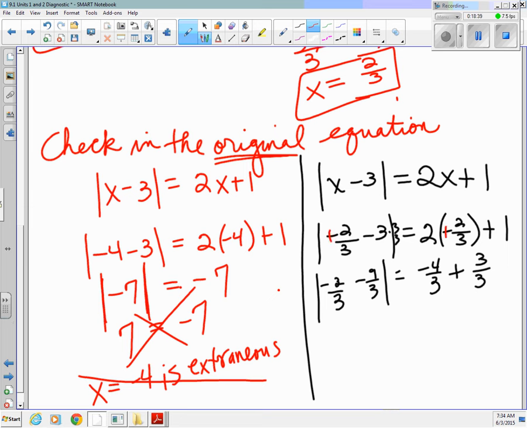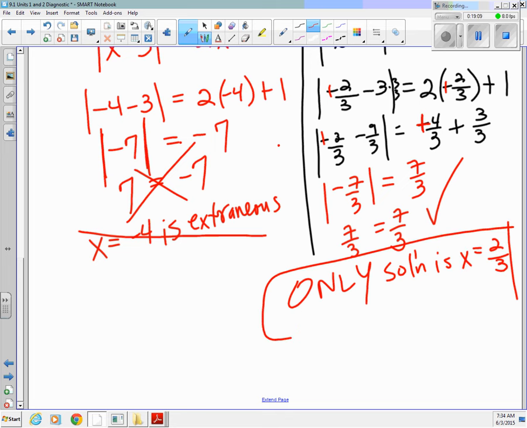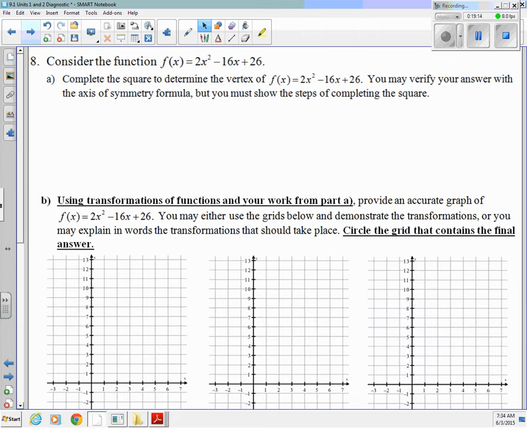So let's see. I get positive 2/3 minus 9/3, which is negative 7/3, and the absolute value of that is 7/3. Over here, I get positive 4/3 now. Notice the change, plus 3/3, which is 7/3, and that is equal to the absolute value of negative 7/3. So this checks. So moral of the story here, only solution is x equals 2/3. You need to be on the lookout for that. Big concept. Okay, one more, but it's a long problem.